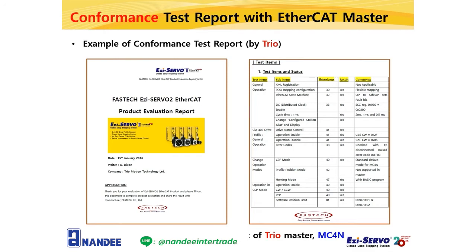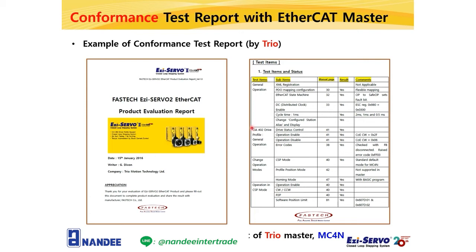First, here's an example of the actual conformance test report. This is a report written after testing the FASTECH EtherCAT slave by a master company called Trio Motion Technology in the UK. Each evaluation item applied to the test was taken directly from the CIA 402 drive profile, which is a standard profile for drive motion control.